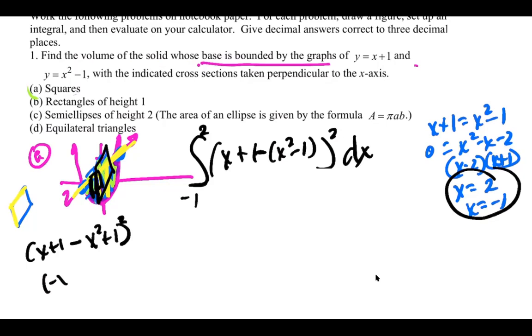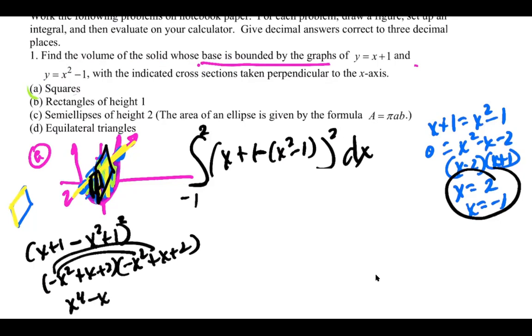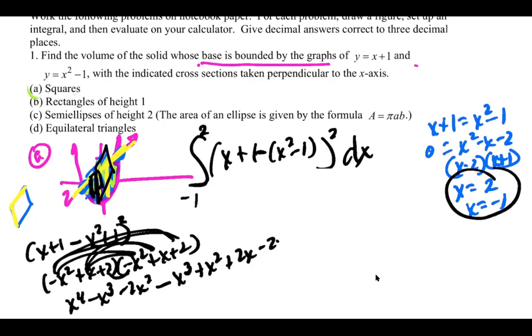So this is negative x squared plus x plus 2 times negative x squared plus x plus 2. That's x to the fourth minus x to the third minus 2x squared minus x to the third plus x squared plus 2x minus 2x squared plus 2x plus 4.